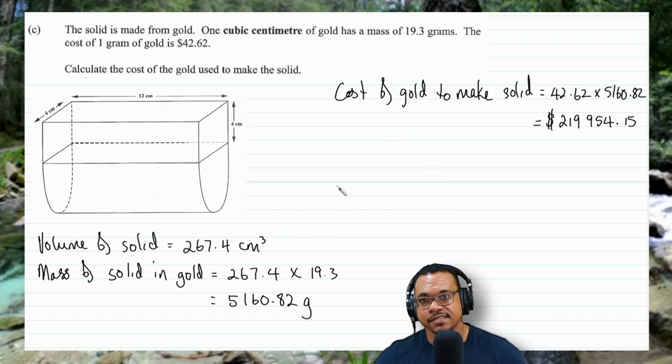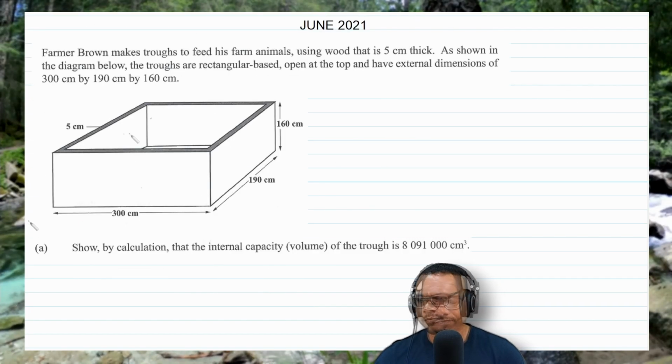Now let's move on to question 6 for June 2021. So here we have Farmer Brown makes troughs to feed his farm animals using wood that is 5 centimeters thick, as shown in the diagram below. The troughs are rectangular based, open at the top, and have external dimensions of 300 centimeters by 190 centimeters by 160 centimeters. So here we can see the external dimensions, 300 by 190 by 160 centimeters. We can see that the wood is 5 centimeters thick here, and it's open at the top.